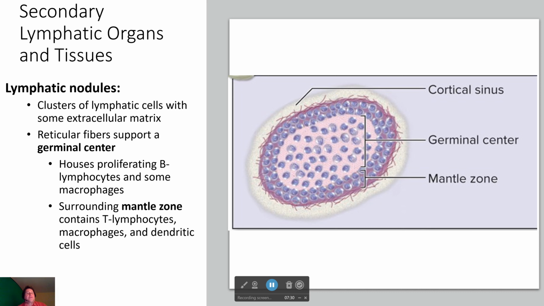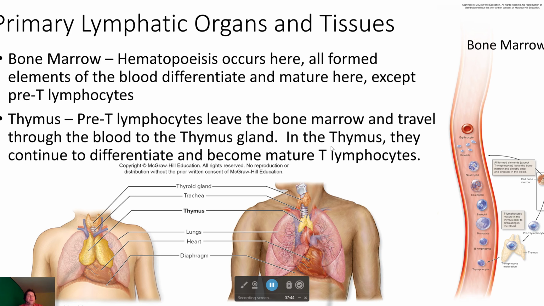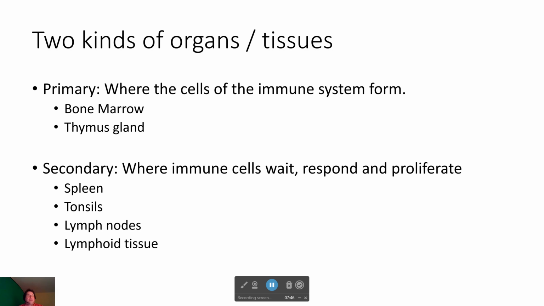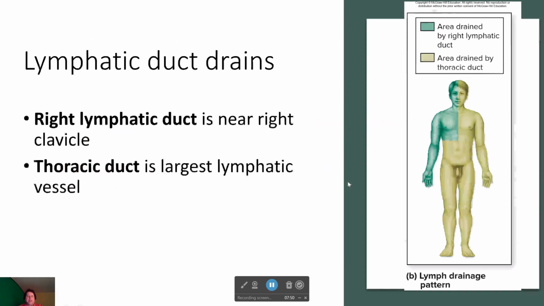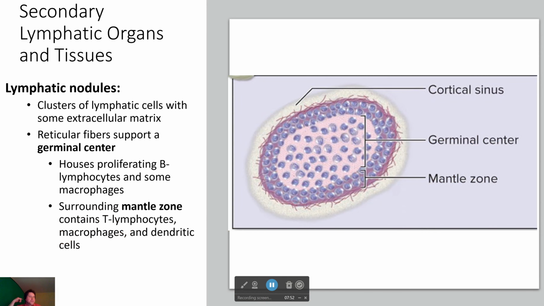Okay, so looking at the secondary lymphatic organs and tissues, the lymphatic nodules. This is kind of the basic structure of the lymphatic system, and this is where the immune cells hang out. We said that before. When we define secondary, it's where immune cells wait, respond, and proliferate. This is basically where they do that, where they hang out.